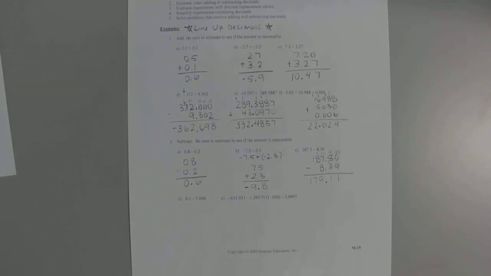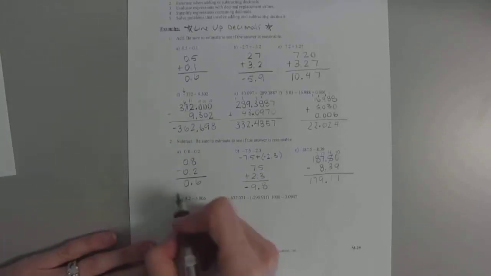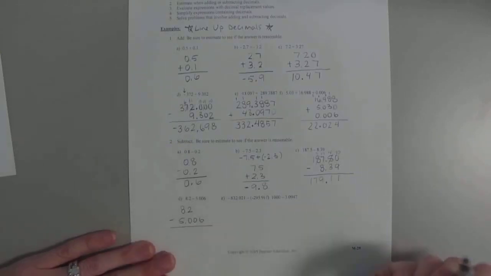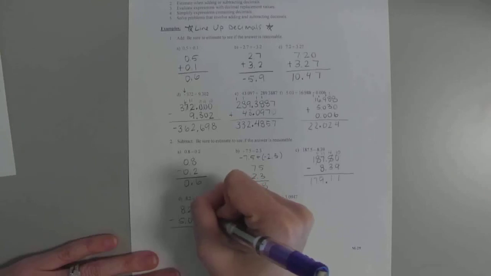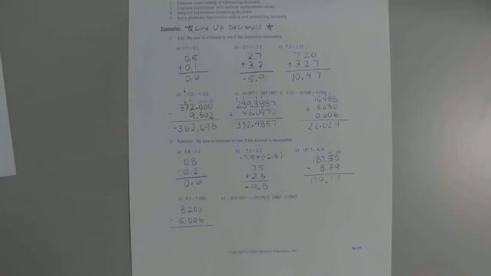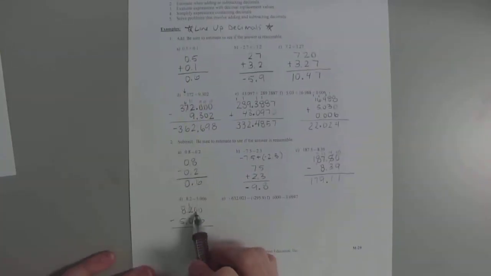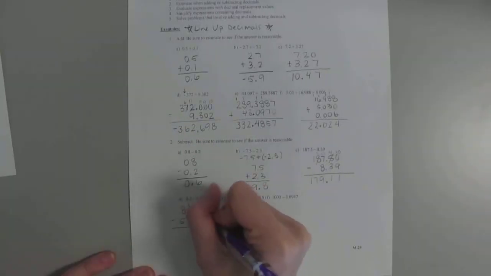All right, D. 8.2 minus 5.006. It's the same instance where it's a bigger minus a smaller, correct? So I'm not going to rewrite it unless you want to, you can. So this will be 8.2 minus 5.006. And so what do we need to add behind the 2? 2 zeros. Okay? So we're going to have to go borrow from him, but he's going to have to borrow from him. So this 2 is going to become a 1.